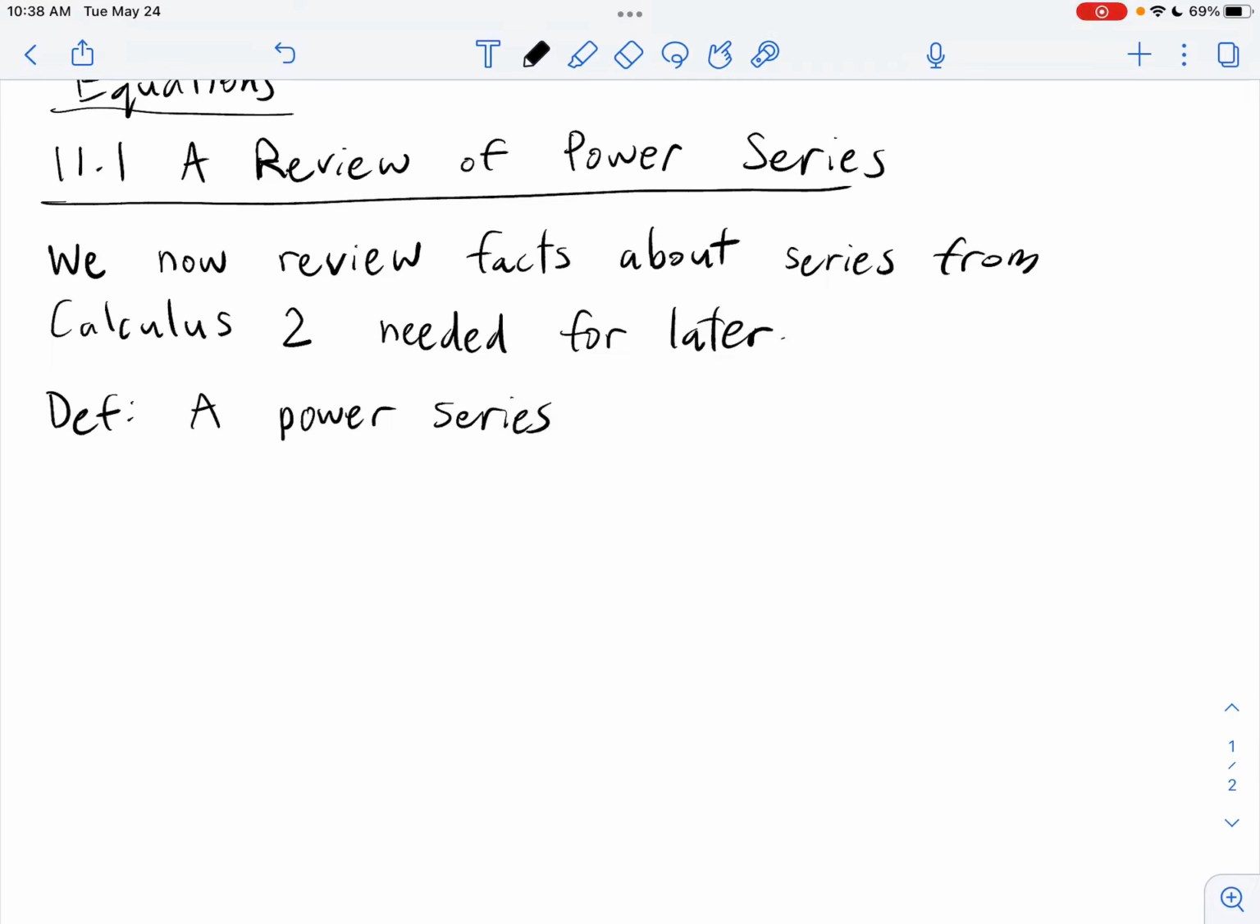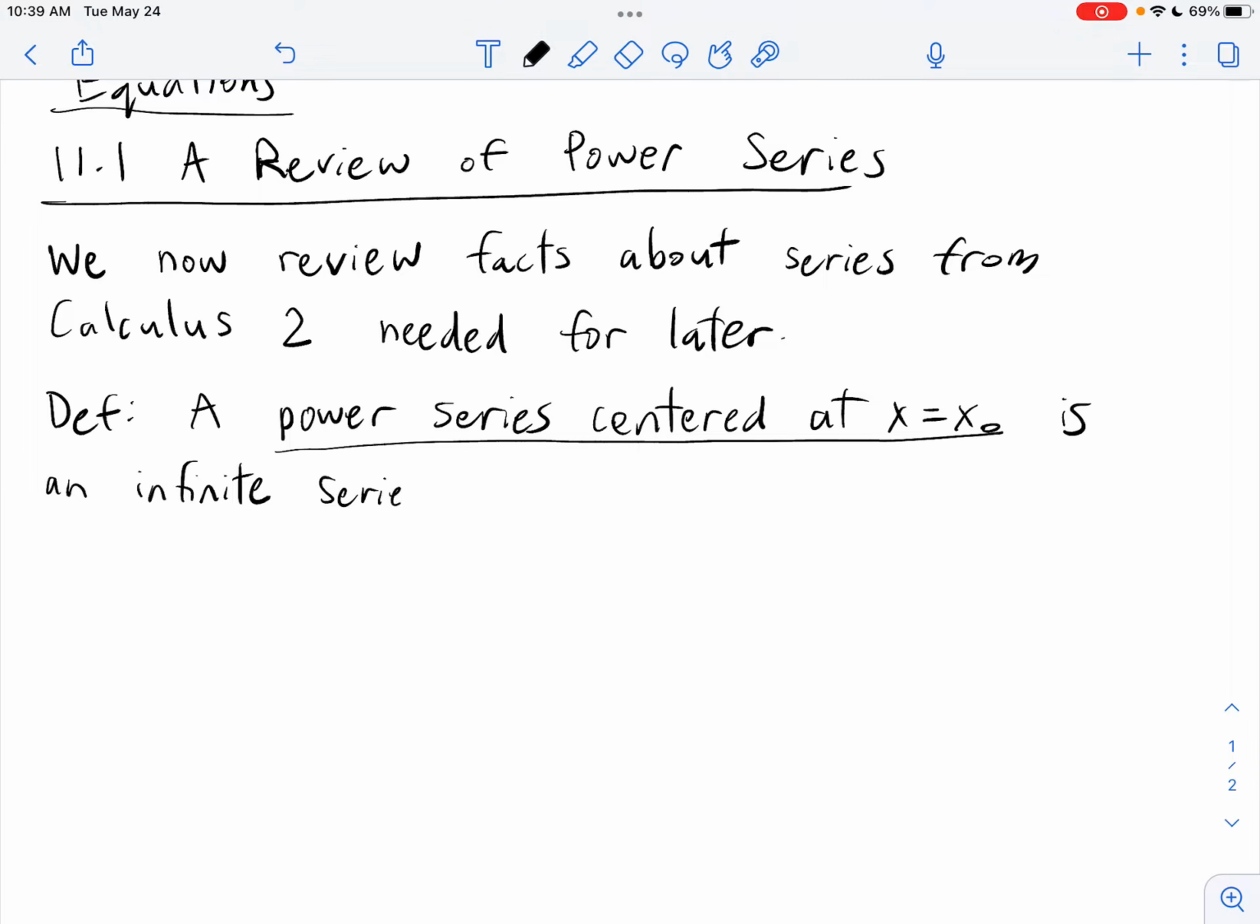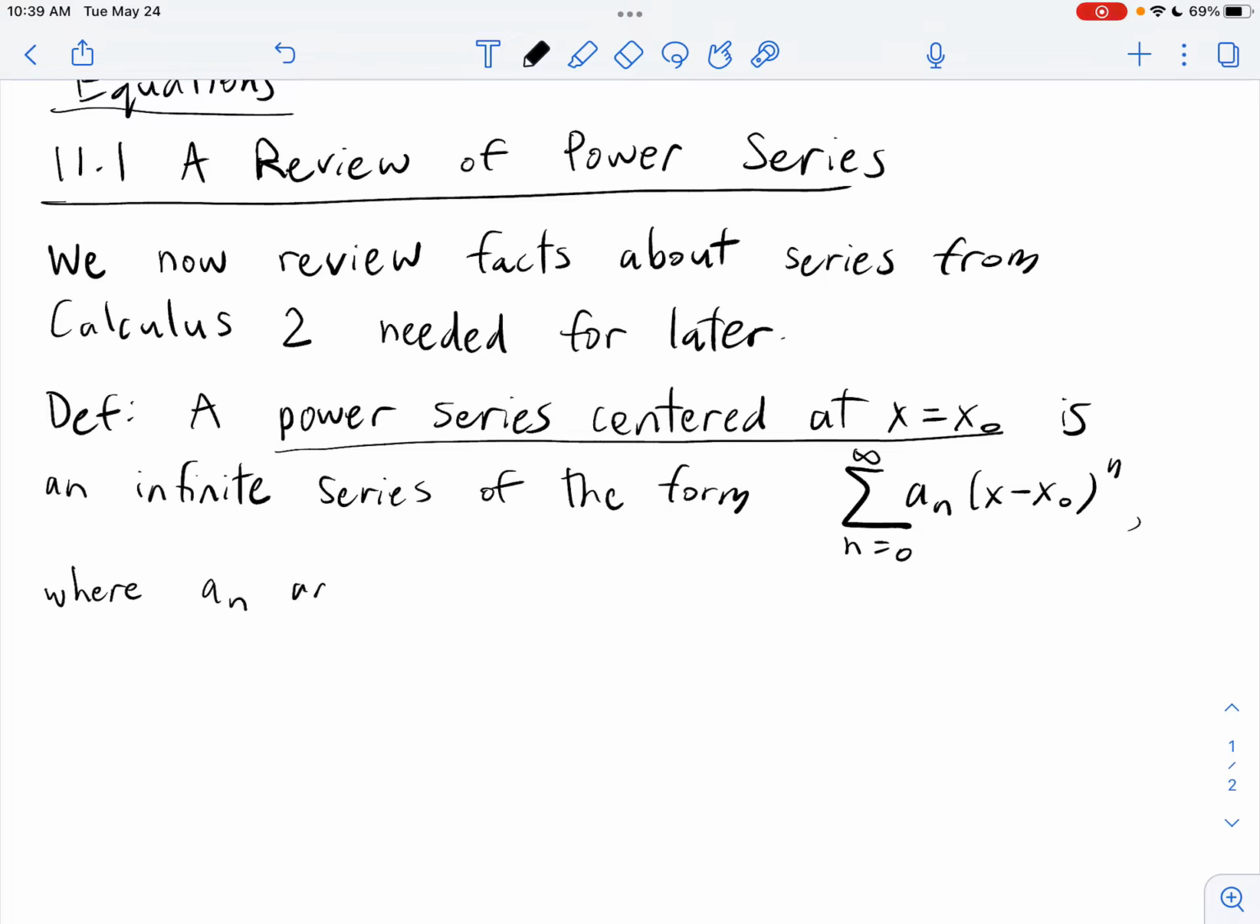A power series centered at x equals x naught is an infinite series of the form sigma n equals 0 to infinity of a n x minus x naught to the n, where a n are constants for all n, and x naught is also a constant. Okay.